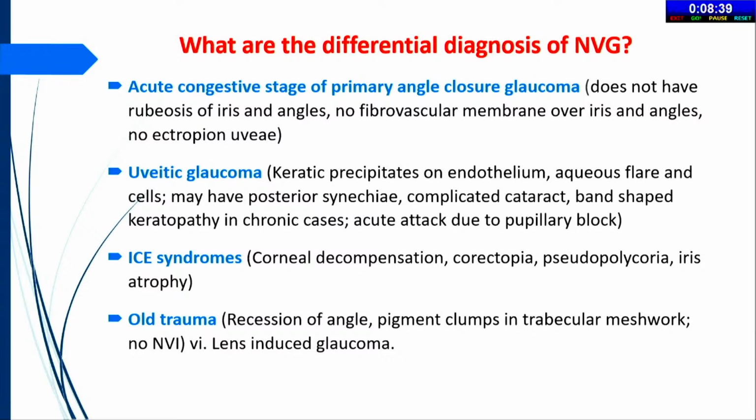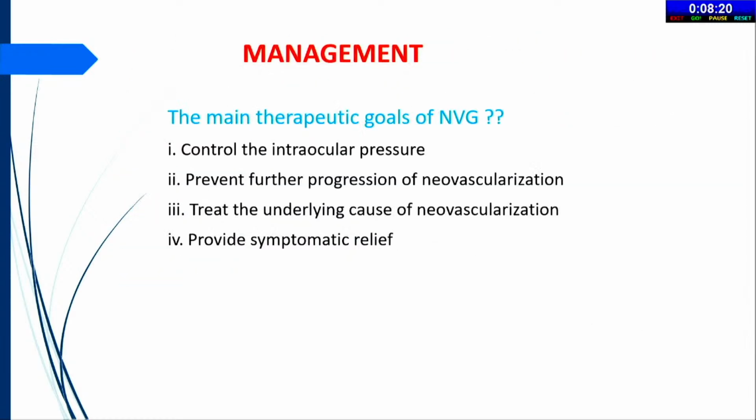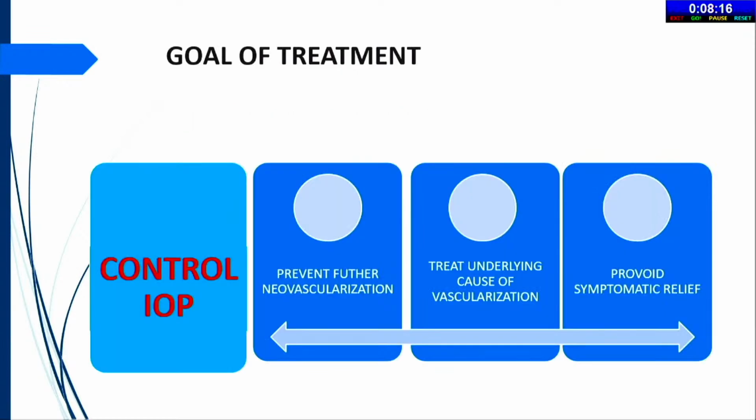So there could be an optic atrophy. Differential diagnosis, as I said, angle closure glaucoma, but then it could be uveitic glaucoma because of the presence of the keratic precipitate, could be ICE syndrome, because it can also give rise to the ectropion uveae and corneal decompensation, old trauma, or Fuchs heterochromic iridocyclitis. So these things you should keep in mind, and management is basically control intraocular pressure.